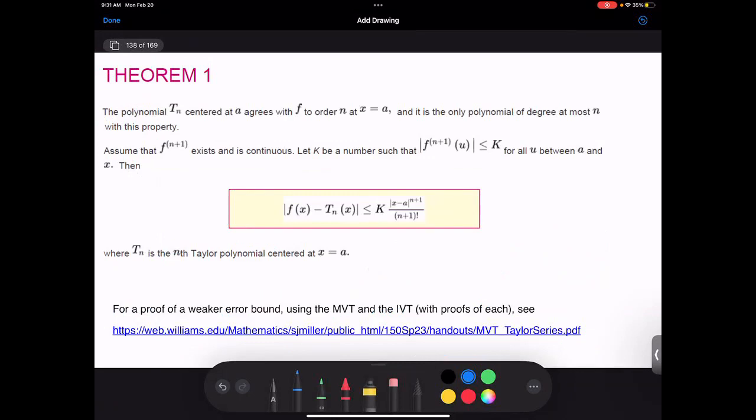Okay, so there are various theorems that you can prove about how much of an error you have when you approximate your function. And this is a really nice one. It says if I take the nth order Taylor series and I take some point x and I look at the value of my function and I subtract off the value of the approximation, then it's less than or equal to some constant k times |x minus a|^(n+1) over (n+1) factorial.